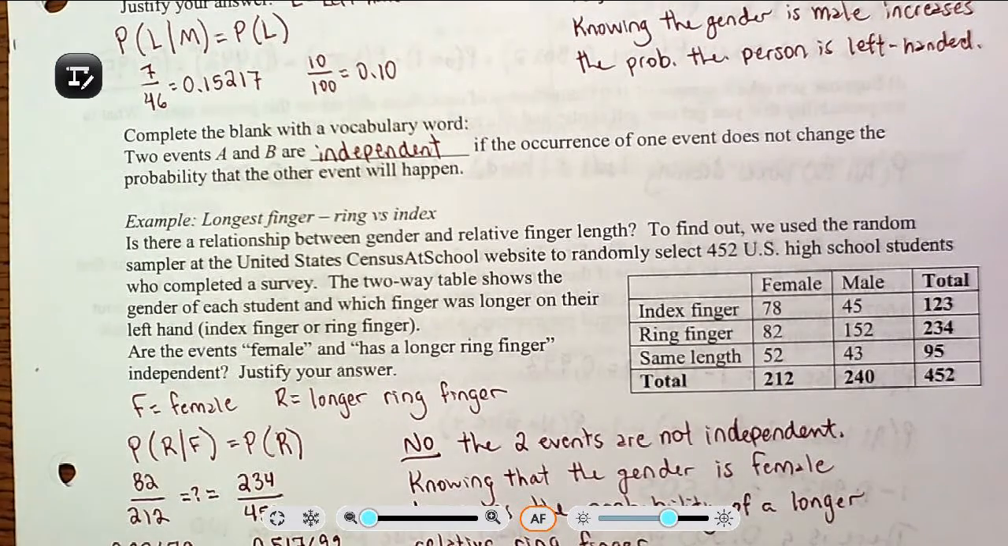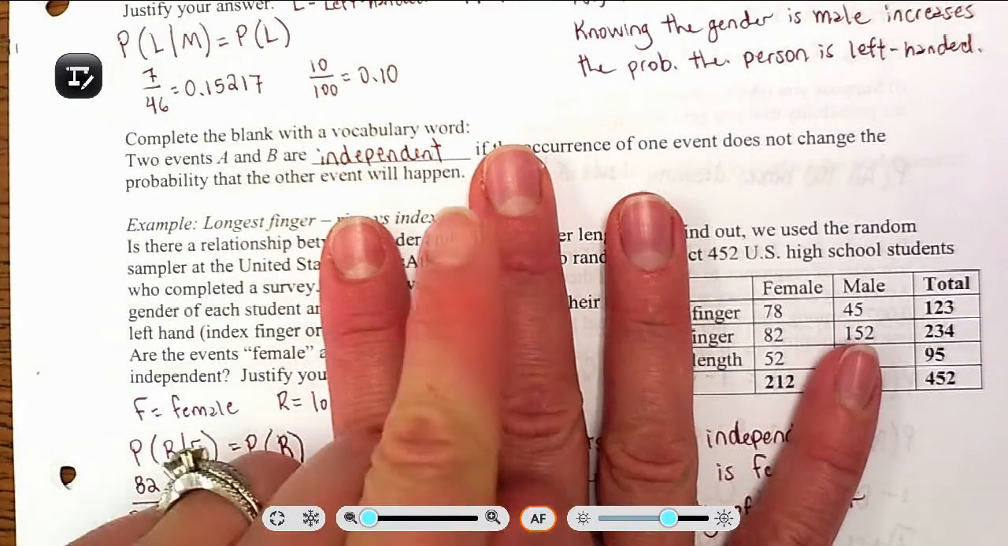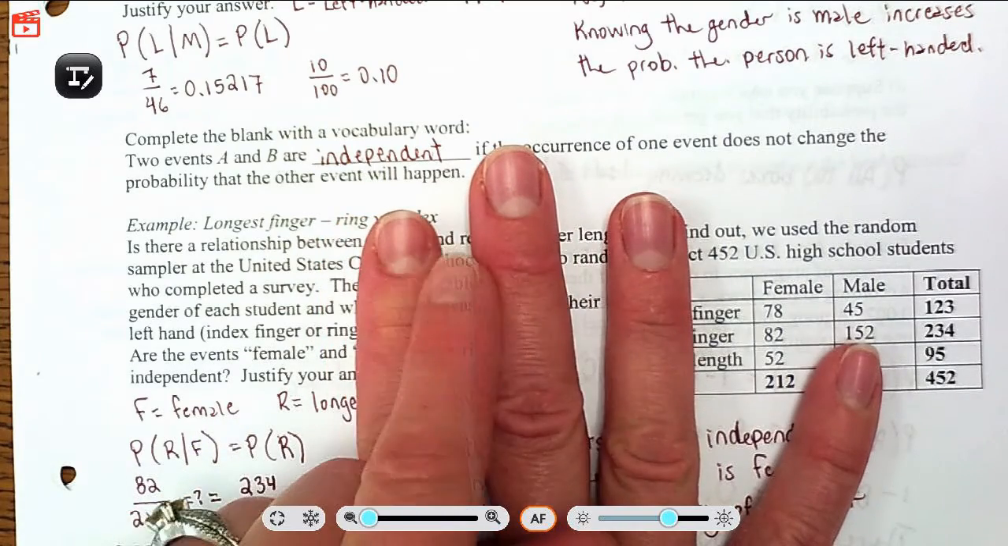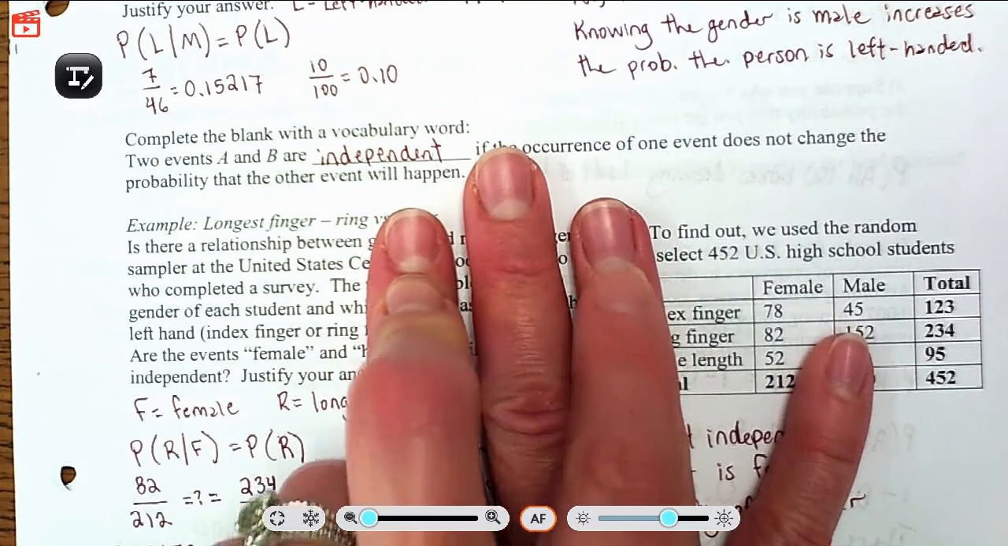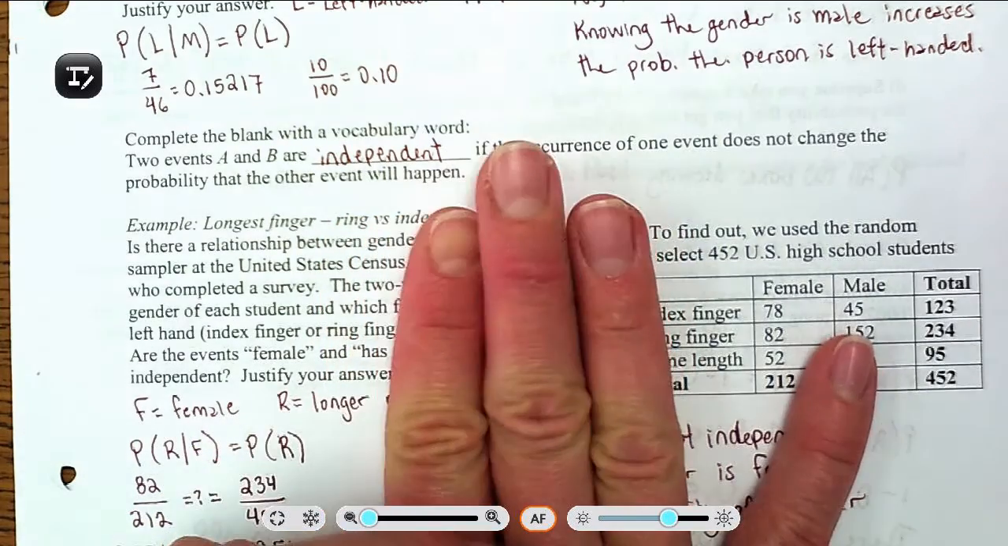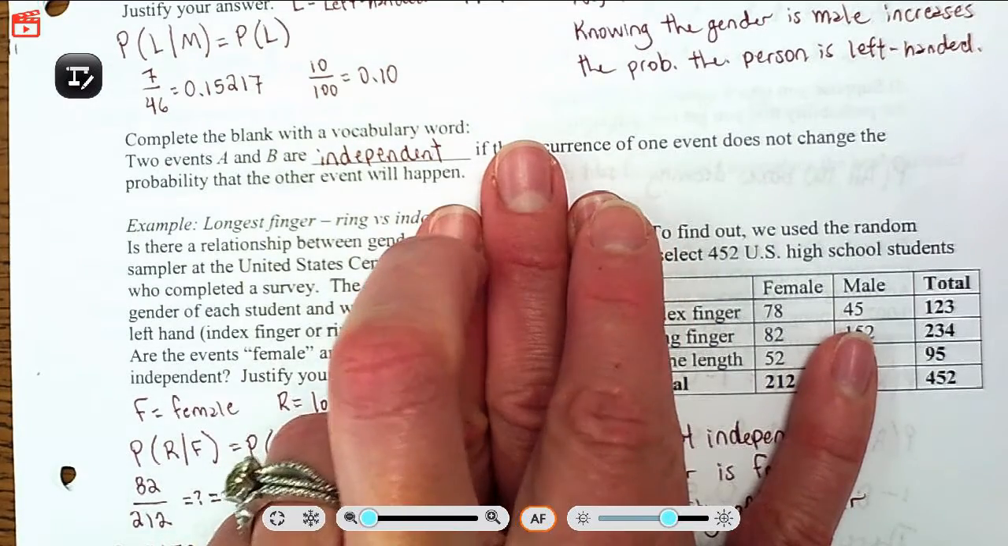Longest finger, ring or index? For me, my ring finger or index. My ring finger is just a tad bit longer than my index finger.